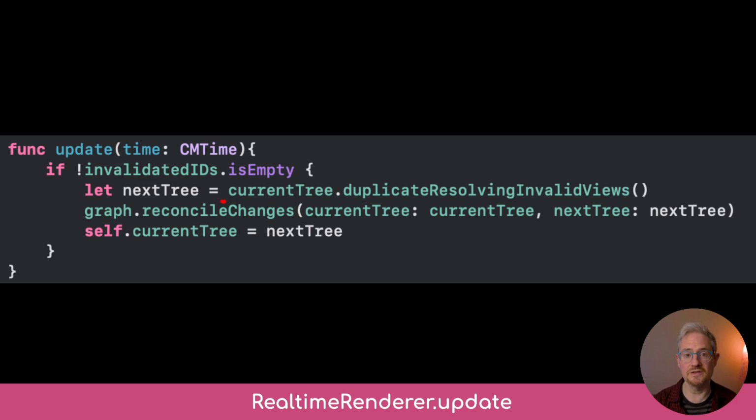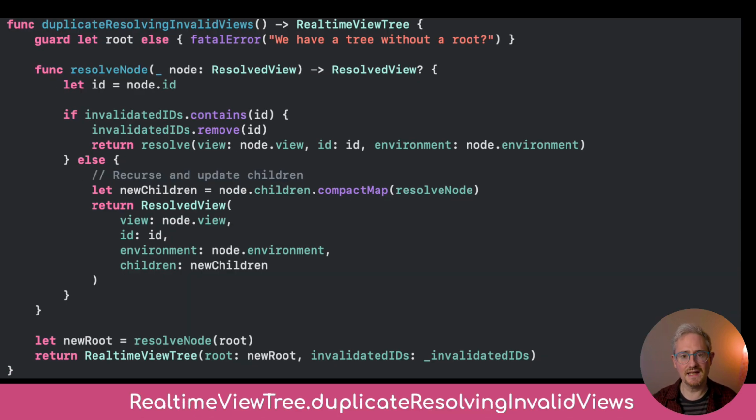But if we do, then the current tree has bindings to the invalidated IDs already, so we can just call duplicate resolving invalid views. It already kind of knows what those bindings are. We don't have to pass that in again. And then here is what that resolving invalid views looks like.